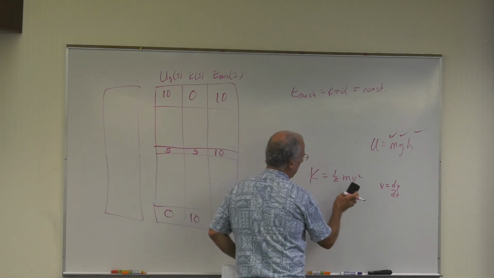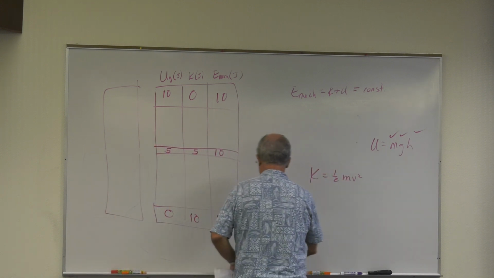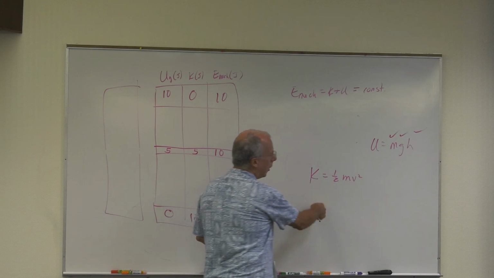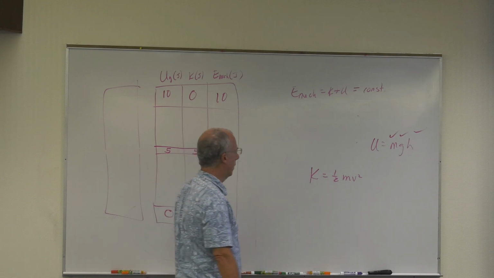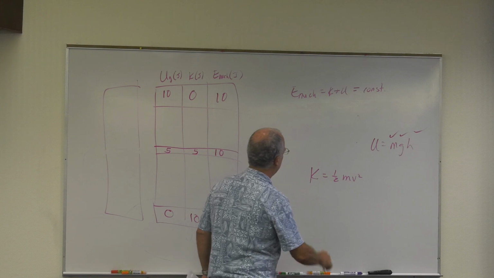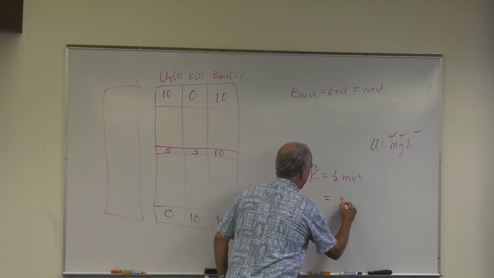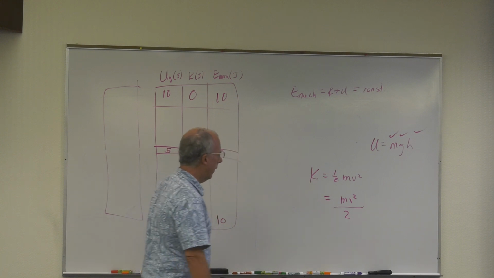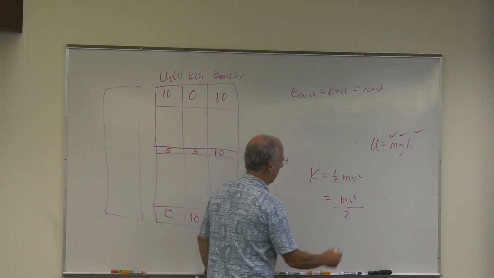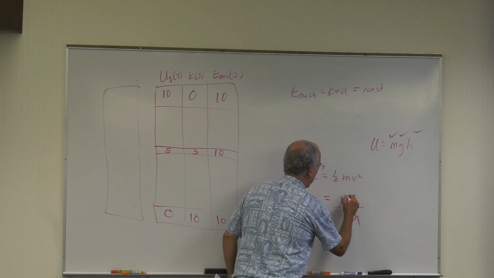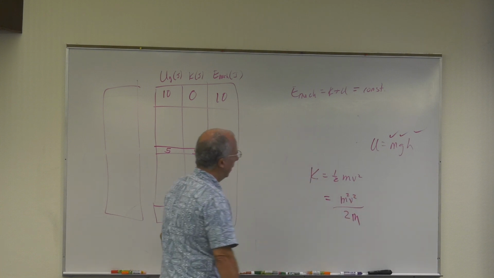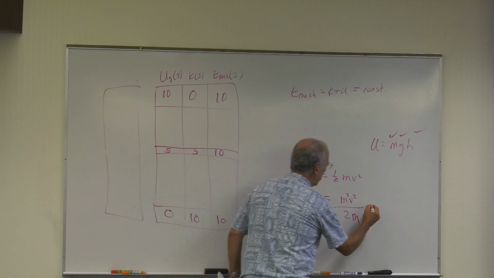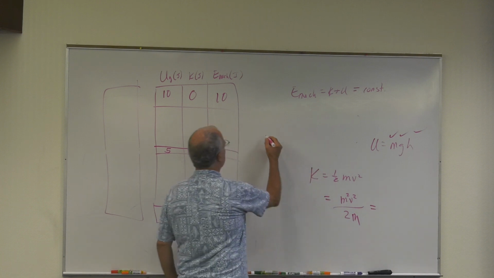Okay, let me review something else for you. I just want to show you another way of writing kinetic energy. Okay, so I said this is mv squared over 2, right? 1/2 mv squared. Okay, let's multiply top and bottom by m. So we put an m here and put an m here. Okay, eventually we're going to learn about something called momentum.